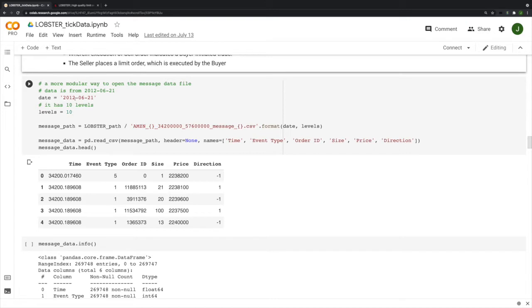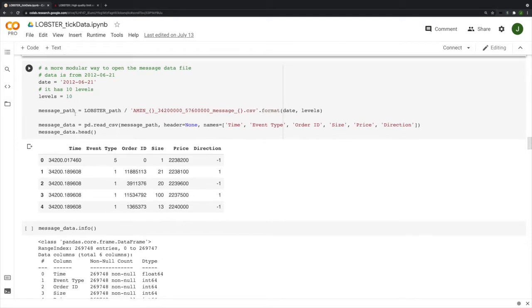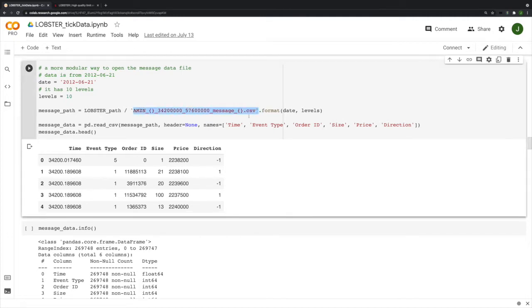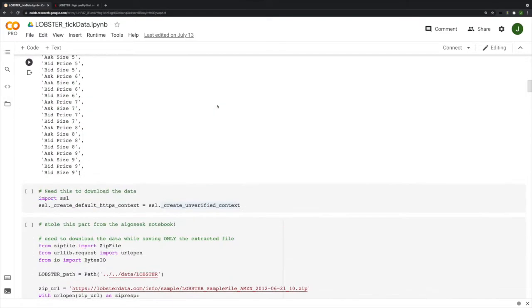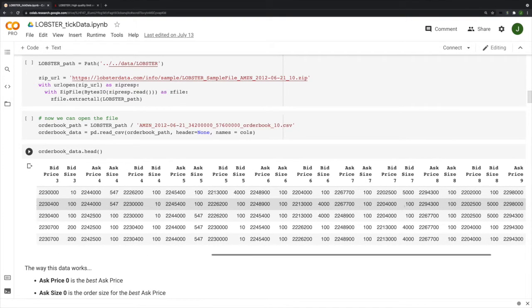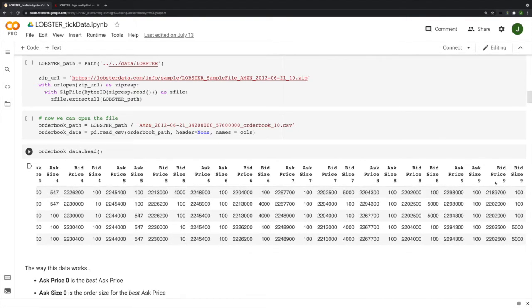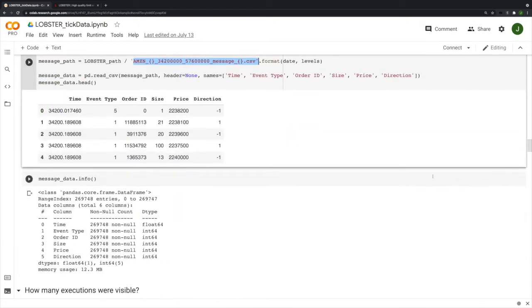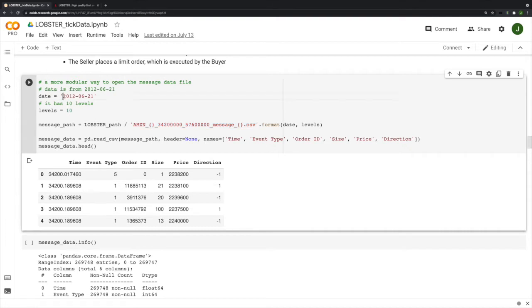We've got the date here. It is June 21st, 2012. And we've got 10 levels of data that we're looking for here. Now, this one, Lobster path, and we're getting all of the data from Amazon. We're just inputting those things here. If we go back up here, this is the same file that we're opening. We've input the date here and the number of levels that we want, which is 10. You can see we go from ask price 0 to ask price 9, which is 10 levels. So we're just doing this in a more modular way so that you can change the date or the number of levels very easily and get the data out, no problem.